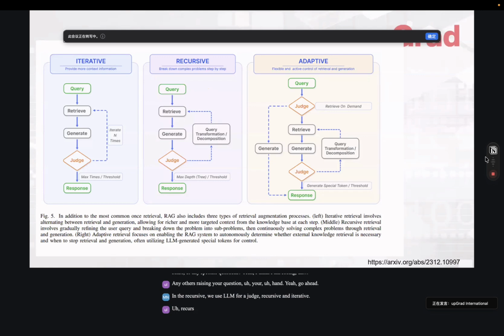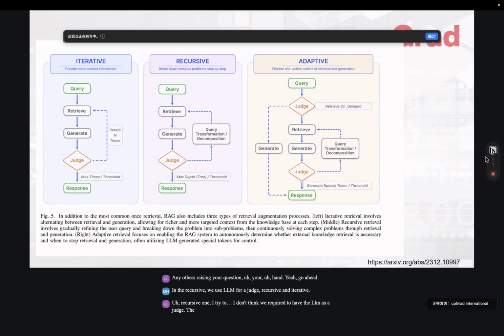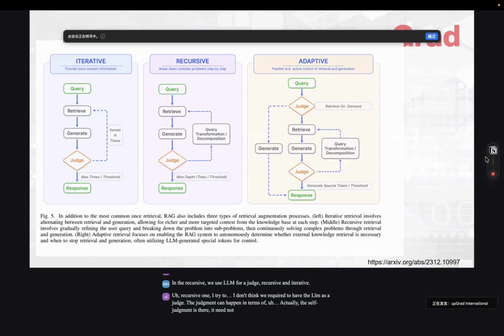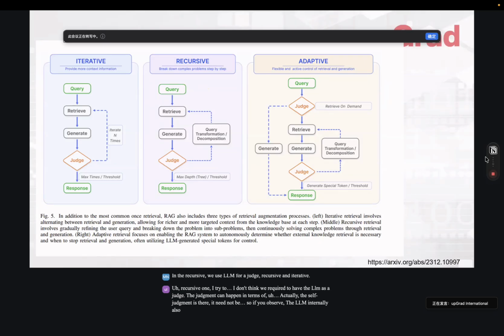Recursive and iterative, I don't think we require the LLM as a judge. The judgment can happen through self-judgment; it need not be external. If you observe, the LLM internally can also give you a score. It doesn't require an external LLM as a judge.